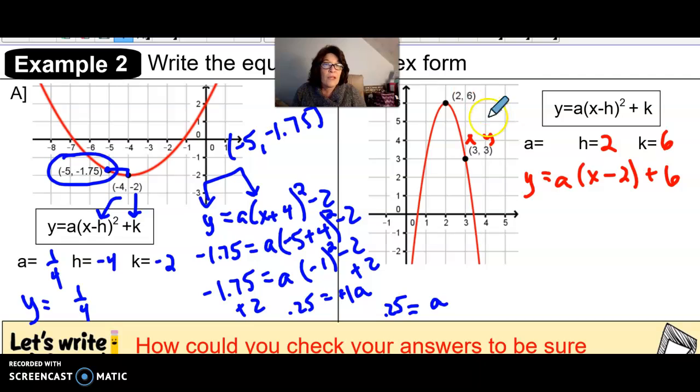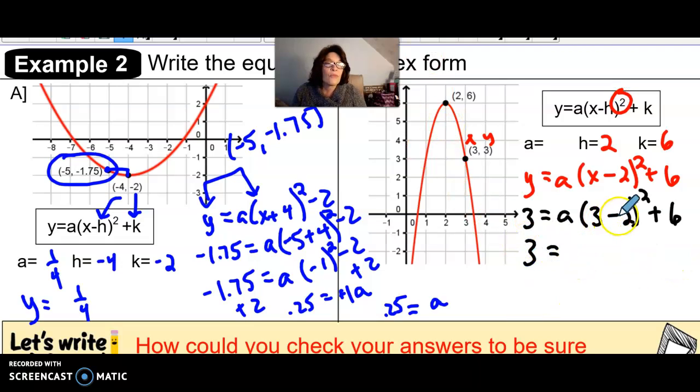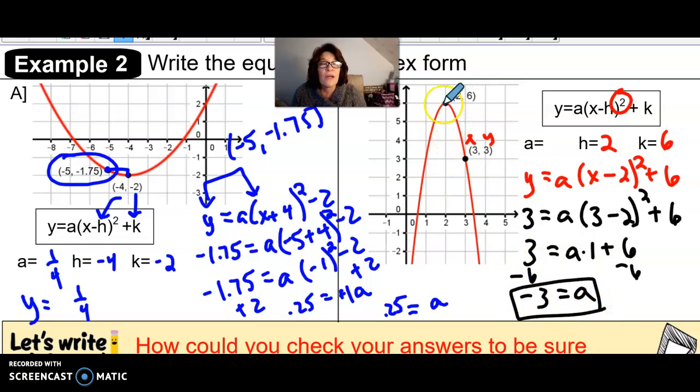So I am going to put 3 in for y. I'm going to put 3 in for x. Oops. Gosh, why do I keep forgetting the square? Anyway, then I go 3 equals, let's see, 3 minus 2 is 1. 1 squared is 1. So I have a times 1 plus 6. So I'll subtract 6. I get -3 equals a. Which I could have gotten by seeing that I go down 3 and over 1, right? So then a is -3.